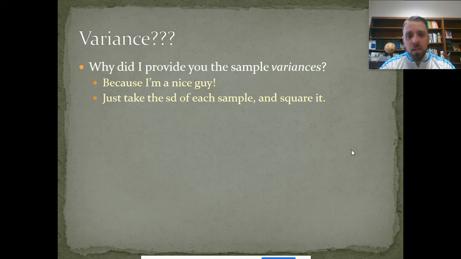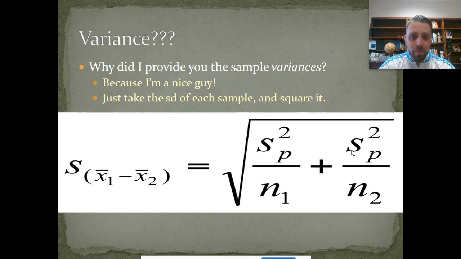So if you are given standard deviations, all you have to do is square them, and voila, you have the variances, okay? So running through this formula one more time here, I will need to take the first variance over the first sample size plus the second variance over the second sample size. Then I take the square root of that addition equation, and that is my pooled estimate of the difference between the standard errors.